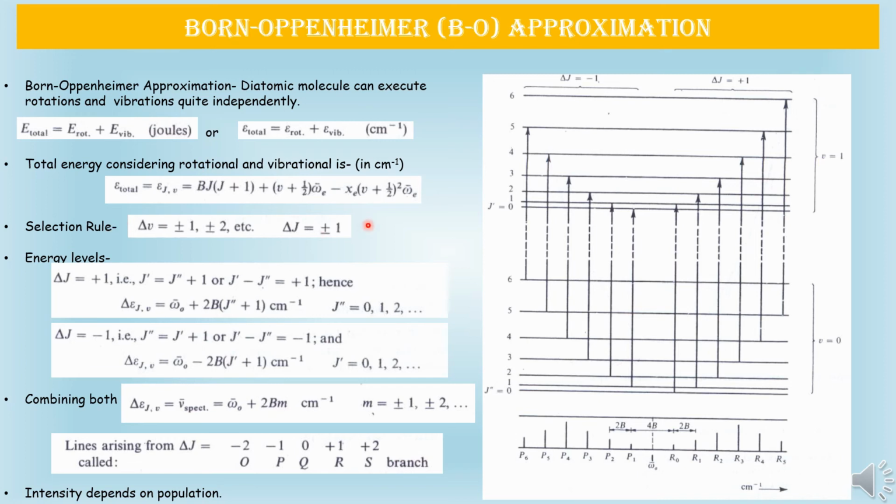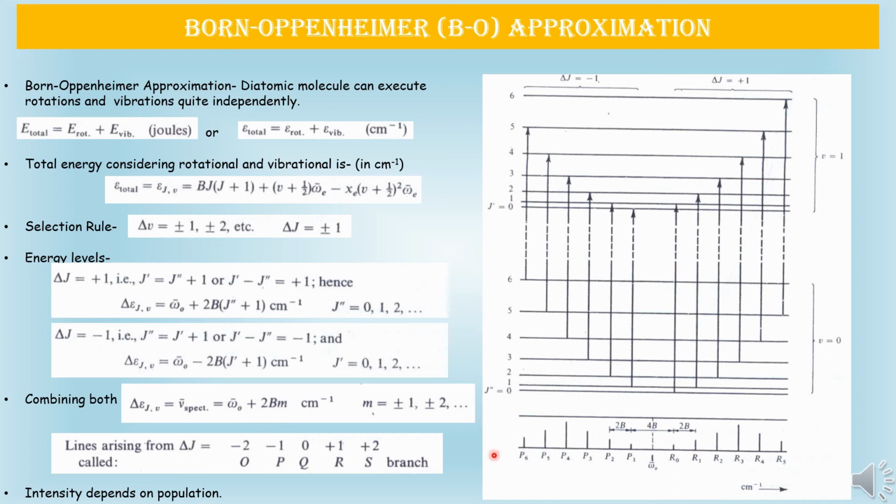plus minus 2, plus minus 3, etc., and del J equals plus minus 1. Thus, the equation representing the vibrational-rotational spectrum is given in the slide. In this expression, we have a term M, and the value of M varies as plus minus 1, plus minus 2, etc. The frequency omega 0 bar in this equation is known as the band origin or band center. Since M is not equal to 0, the line at omega 0 bar is absent.